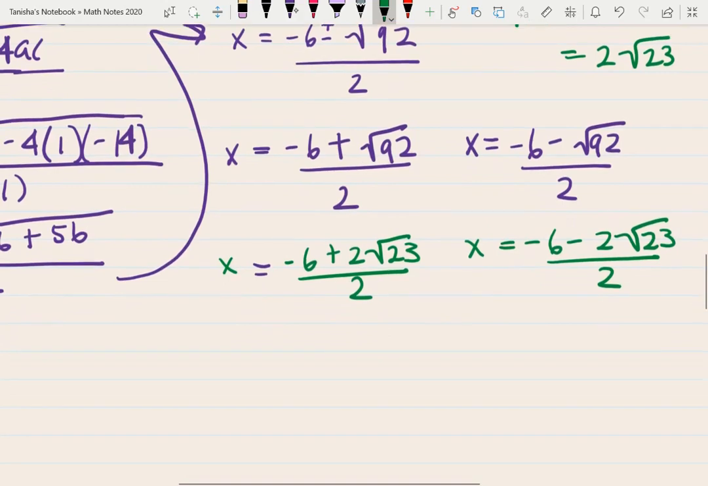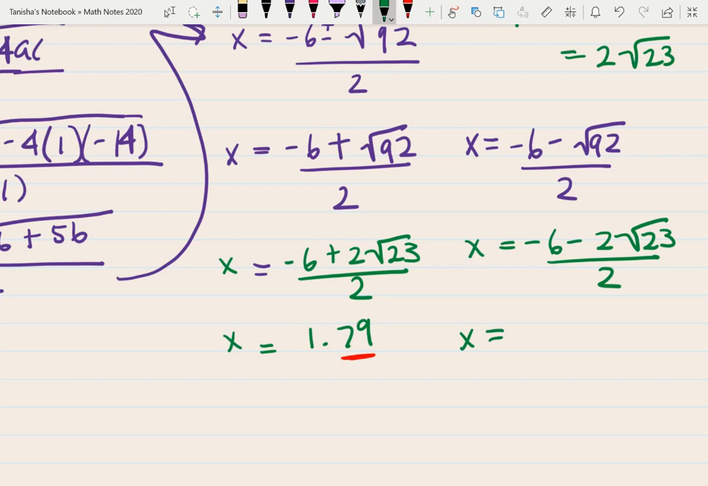Or we can evaluate this to give us a decimal value, right? So you're going to multiply the 2 times the root 23, add that to the -6, and then divide by 2, and that will round to 1.79. And I'm going to tell you guys to leave it to 2 decimal places, right, for your solutions if you are asked to represent it as a decimal.